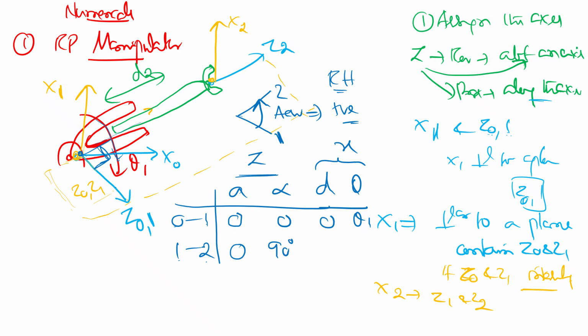Okay, then the distance between x1 and x2. Here is your x1, here is your x2. So you have a distance. This distance will vary because this joint is varying, as it is a prismatic joint. So this is the variable. Then the angle between x1 and x2 is 0. Okay, so our DH table is done now.